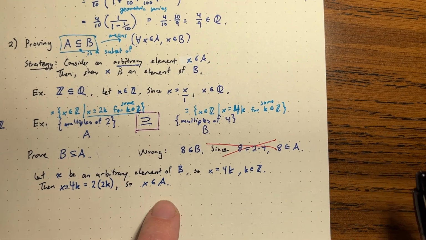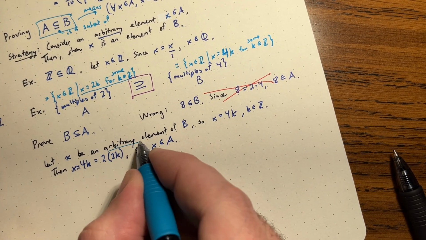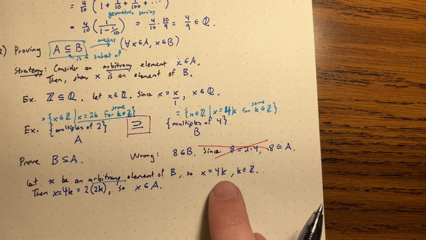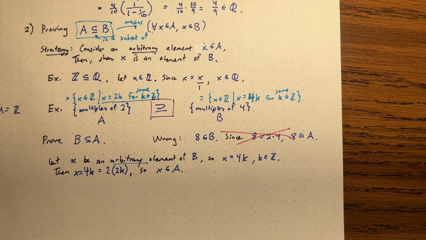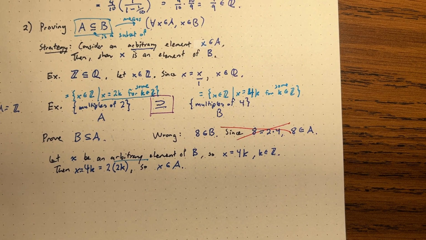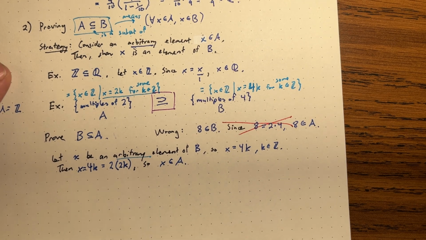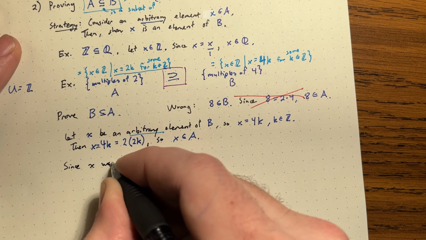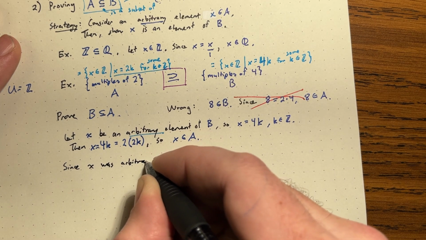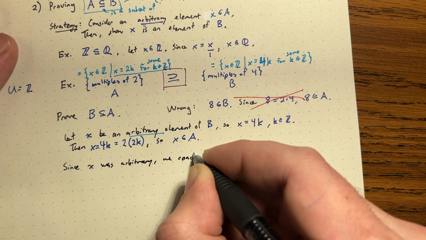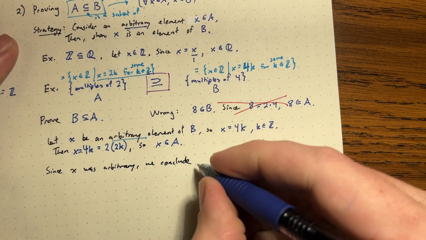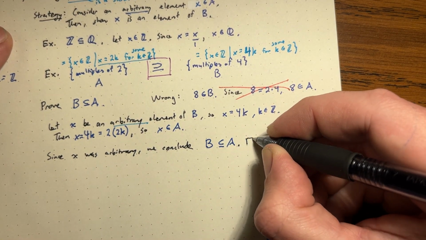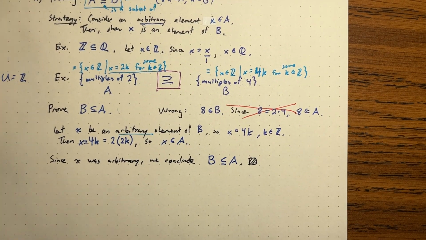And this really does prove it, because x was an arbitrary element of B. It's not just the number 8, for example. Like this x could be anything. Okay. Yeah, and just to emphasize the logic once more. So since x was arbitrary, we can conclude B is a subset of A. Let's put our QED symbol, because that feels like a complete proof there.